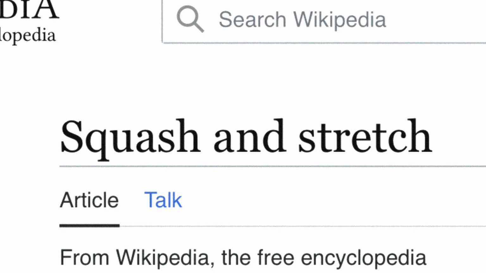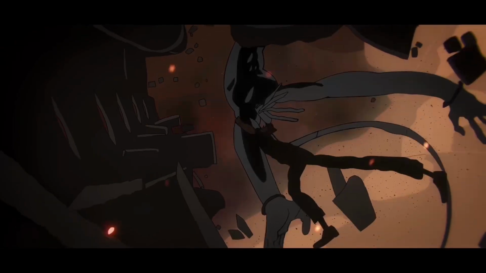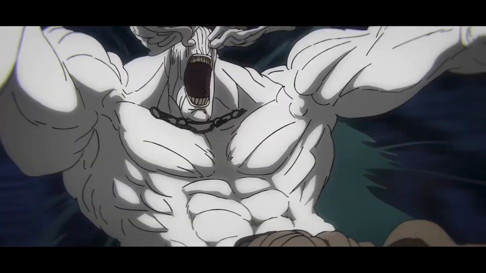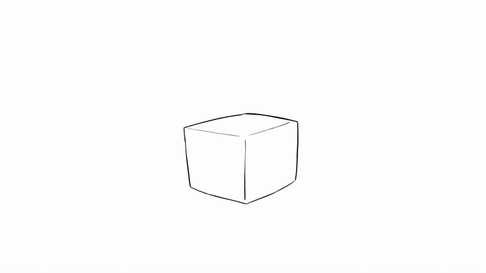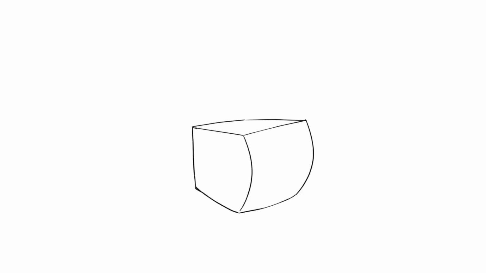The squash and stretch principle is considered the most important of the 12 principles of animation. When applied, it gives your animated characters and objects the illusion of gravity, weight, mass, and flexibility. Think about how a bouncing rubber ball may react when tossed into the air. The ball stretches when it travels up and down and squishes when it hits the ground.